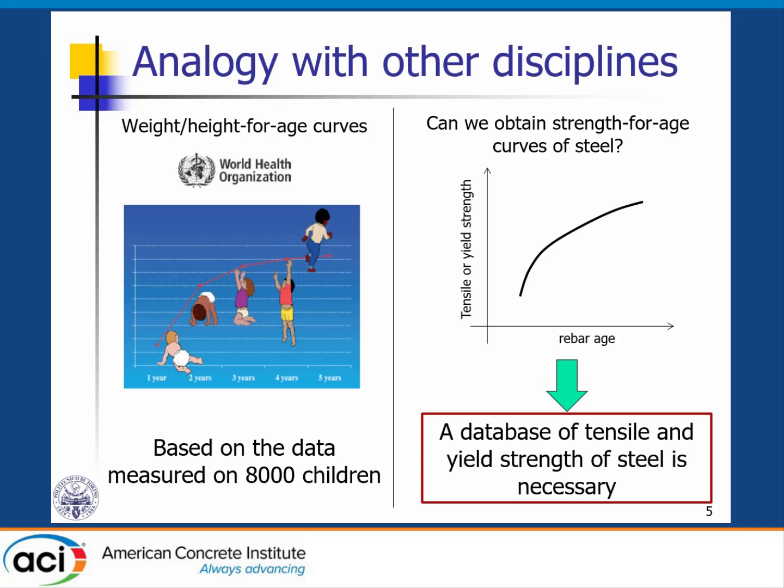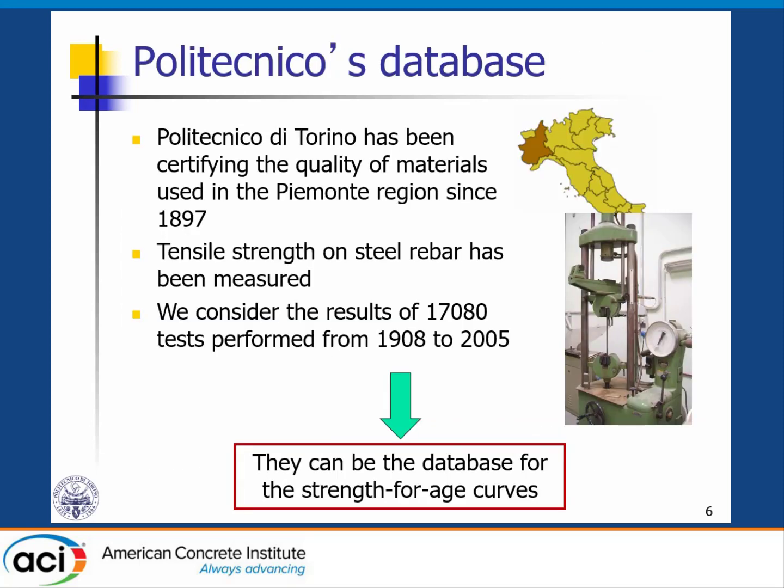In this case, we need a database for the existing materials. In my university, Politecnico di Torino, we have been certifying the quality of materials that we used in the northwest of Italy. In particular, during the construction, part of the materials used is selected and tested in our laboratory. Our laboratory is a certified laboratory, a national laboratory. With this test, we certify if the material used in the construction site corresponds to the material that the designer would like to use.